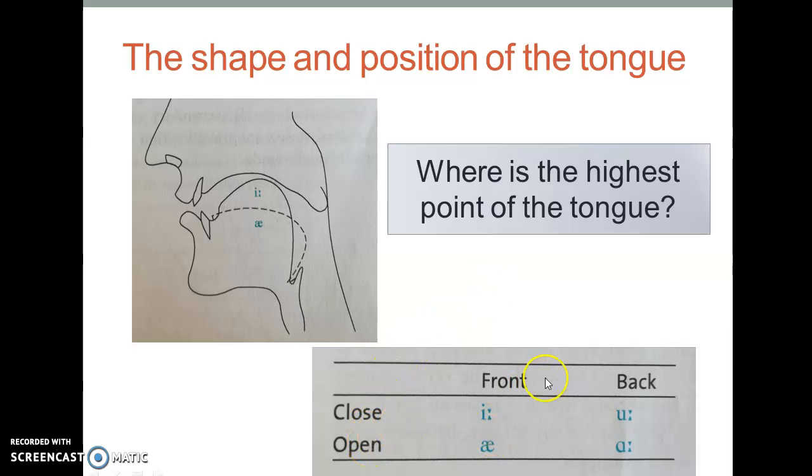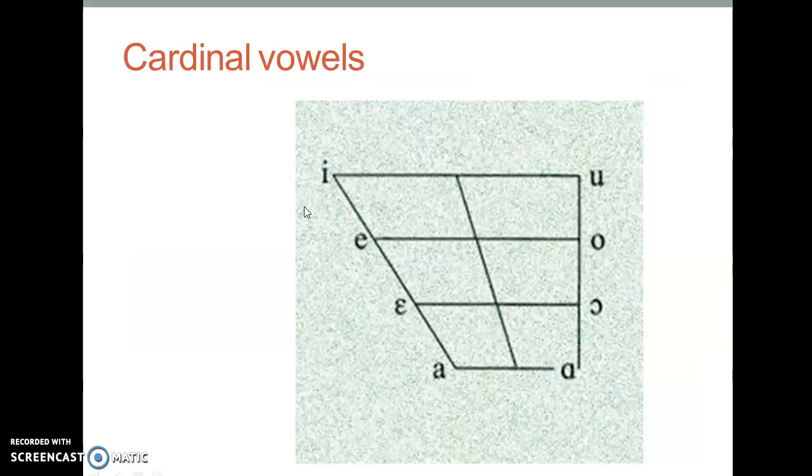And next I can say ooh and ah, using the back side of the tongue. Now here it's the front side, but when you say around here, the back side will be highest. Then cardinal vowels.